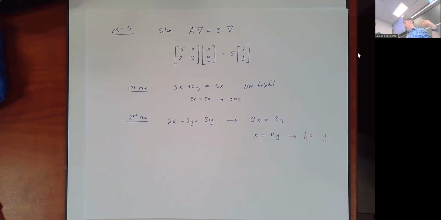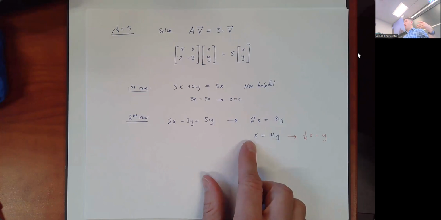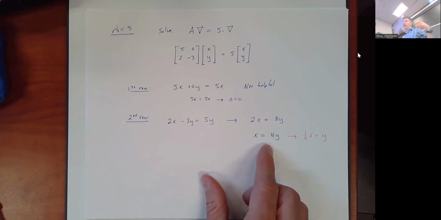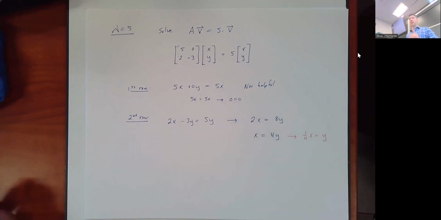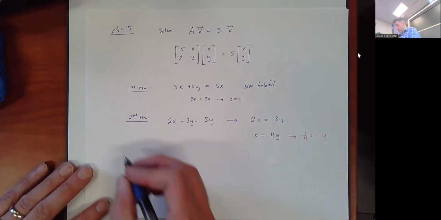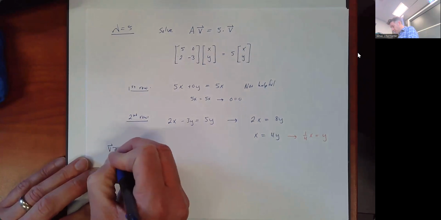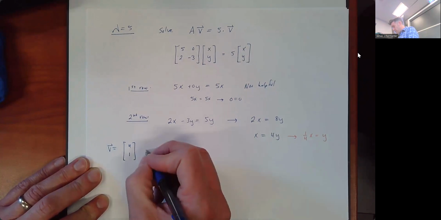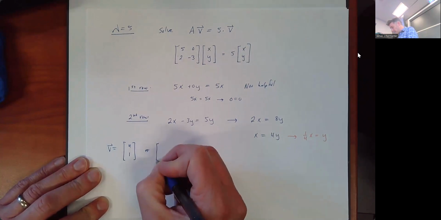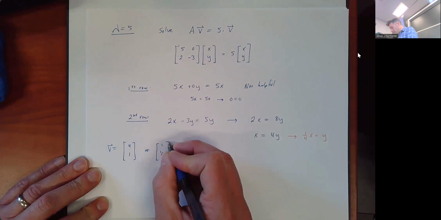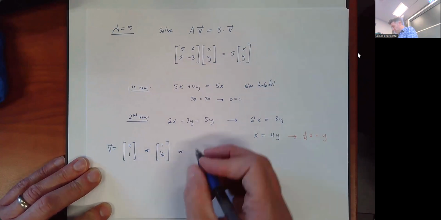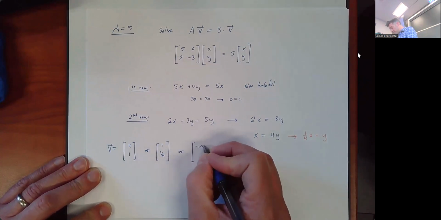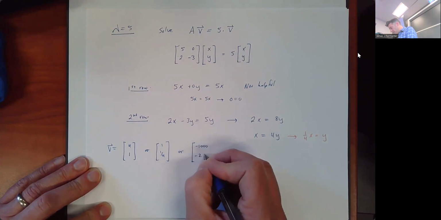So what do you want to pick for x? I want to pick 4. Because if x is 4, then y gets to be 1. I like my choices to be integers. But there are literally an infinite number of choices. You could pick your eigenvector to be x equal to 4 and y equal to 1. You could pick x equal to 1 and y equal to 1/4. You could pick x equal to -1,000 and y equal to -250.